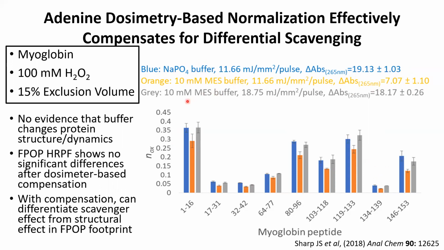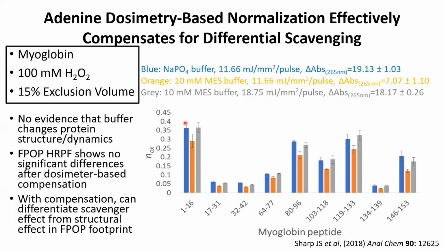So now, can we compensate for this new higher radical scavenging capacity? So we perform the same experiment in 10 millimolar MES buffer, but now instead of keeping the same optical conditions, we increase our laser fluence until we reach the same dosimetry conditions. All right, within error, the dosimetry readings are within error of one another. But to do that, we had to go from 11.66 millijoules per square millimeter to 18.75 millijoules per square millimeter.